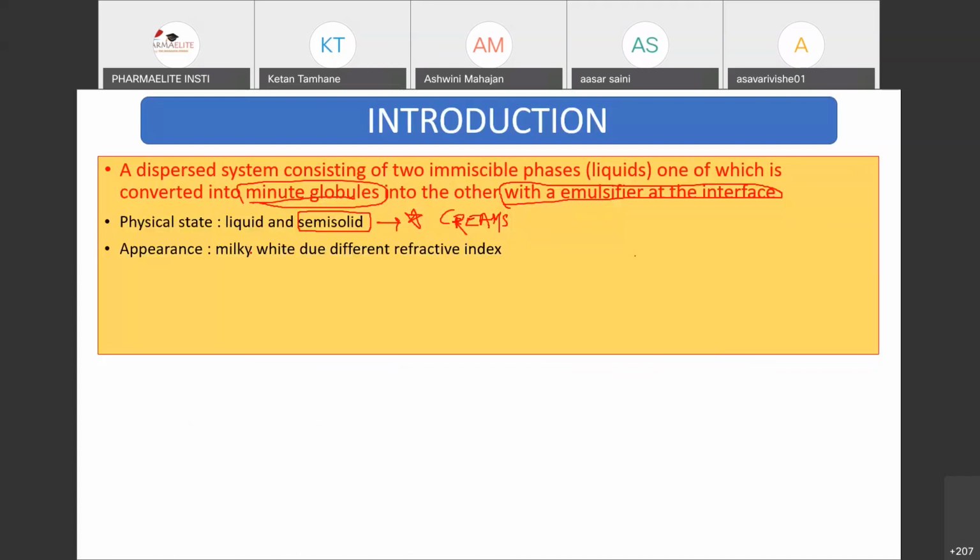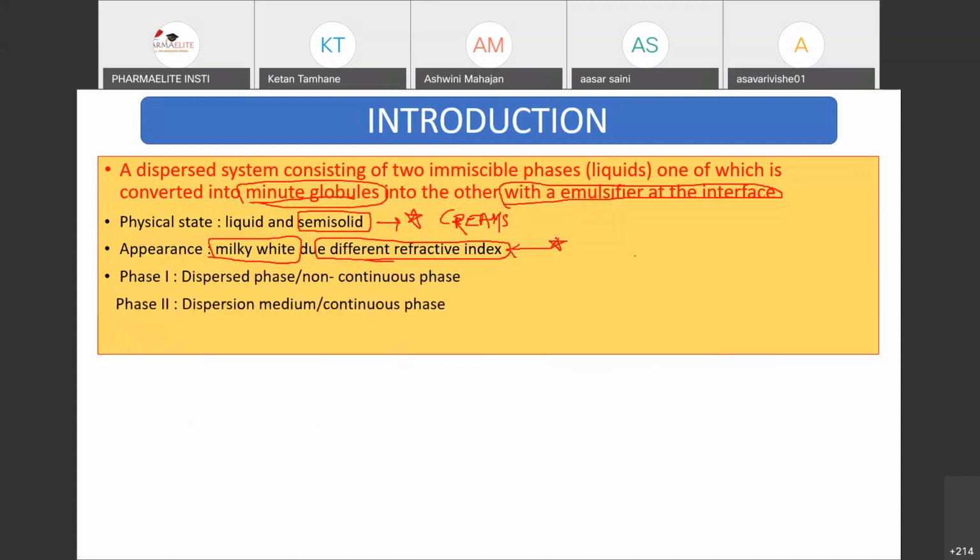Talking about appearance, most of the time your emulsions will be milky white. Now, why does this happen? Why do emulsions most of the time appear milky white? It is majorly due to the difference in the refractive index. It is majorly due to the difference in refractive index that your emulsions are most of the time of milky white appearance.